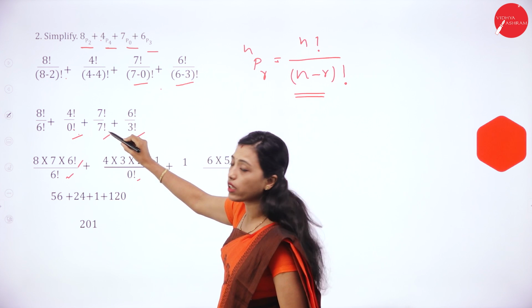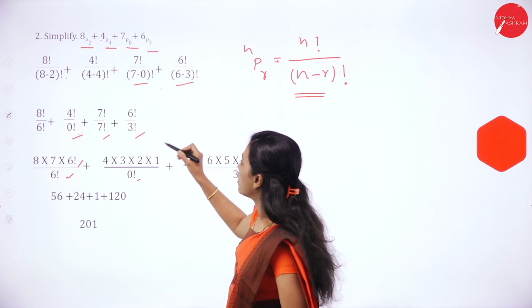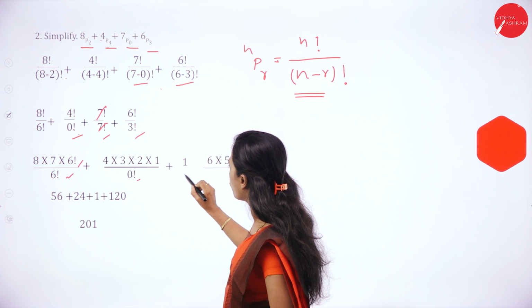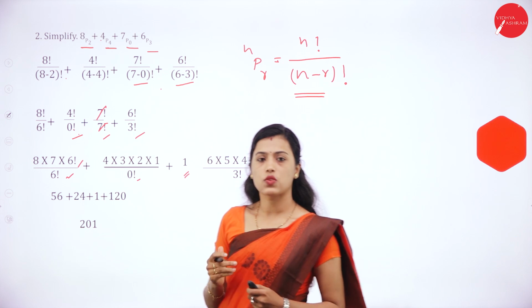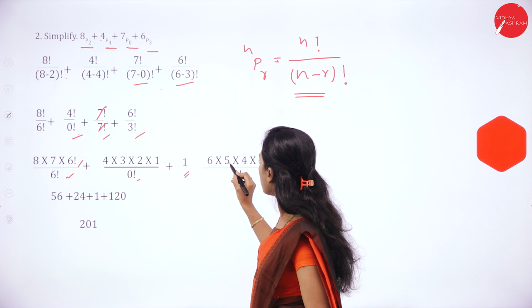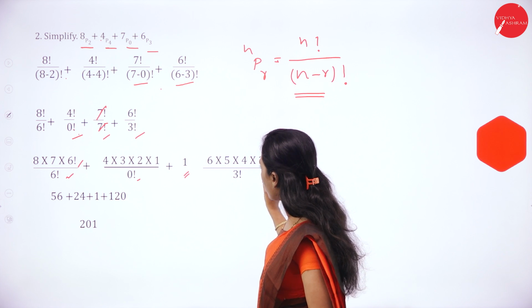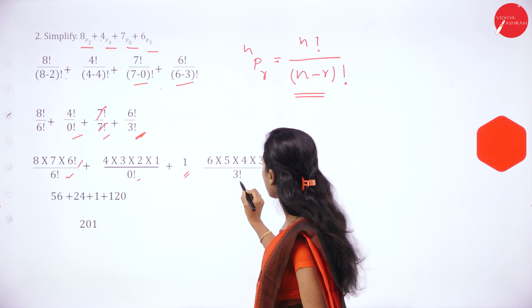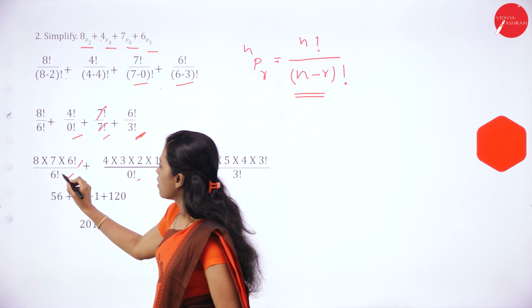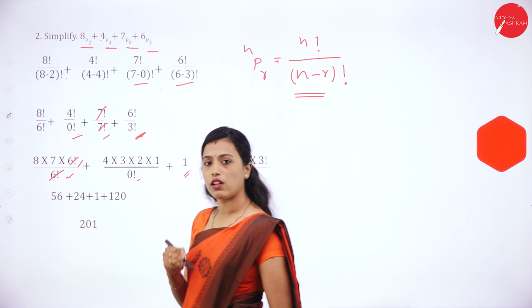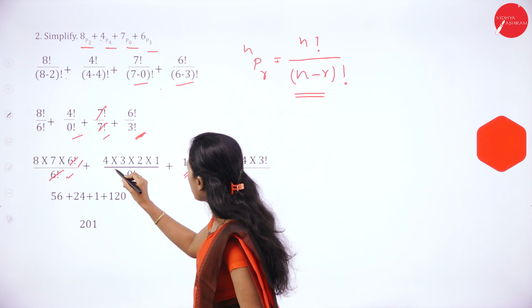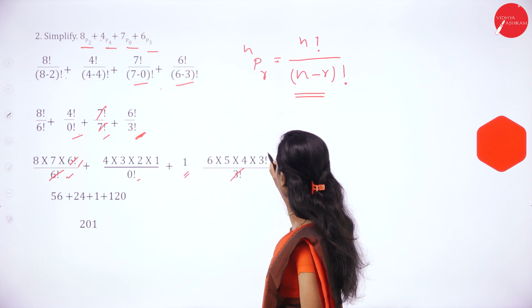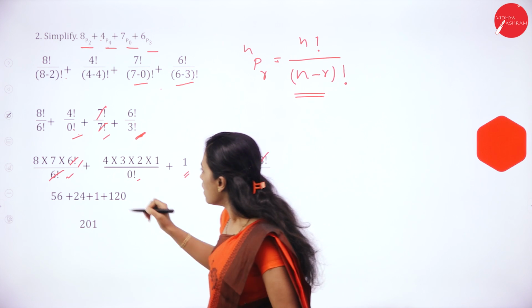Then 7 factorial divided by 7 factorial will get cancelled, it is 1. Or 6 factorial is 6 into 5 into 4 into 3 factorial. In the denominator 3 factorial is there. Now 6 factorial will get cancelled. Then here 3 factorial will get cancelled.